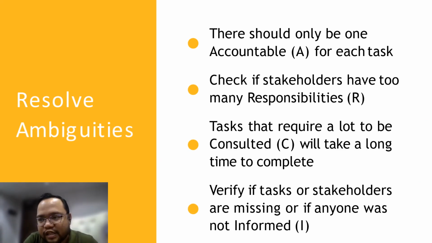So we've seen how to fill up a RACI matrix. Again, to recap, we begin by identifying on the left hand margin all the steps in order. And at the top of our matrix or our chart, we identify the stakeholders. Then we fill up the specific roles and responsibilities of each actor for every step. Once we filled up the matrix, then we now resolve and analyze the ambiguities.